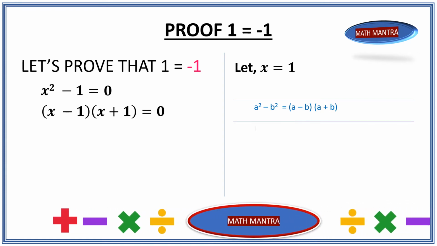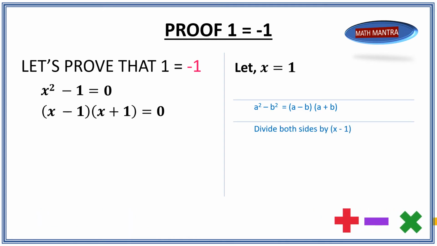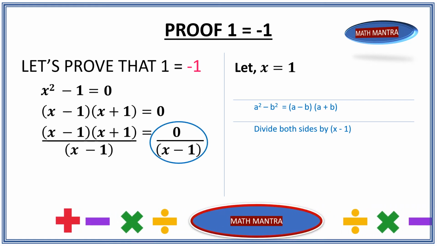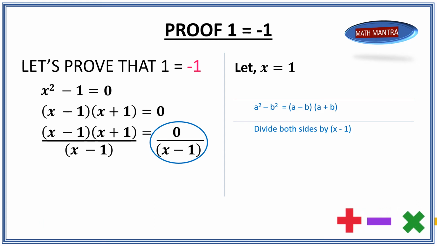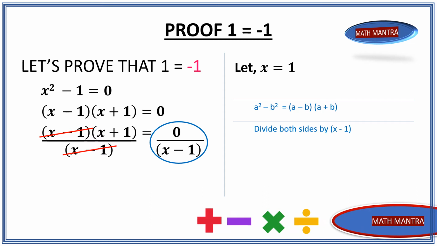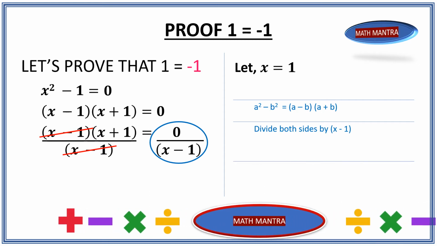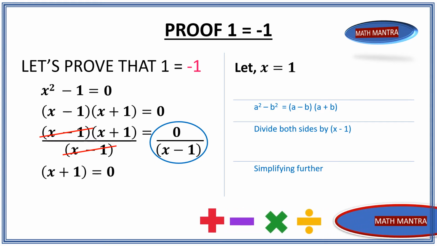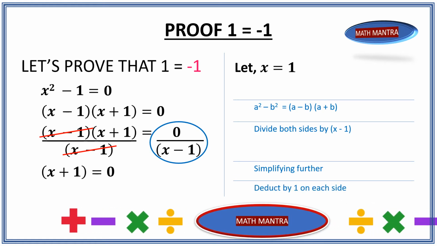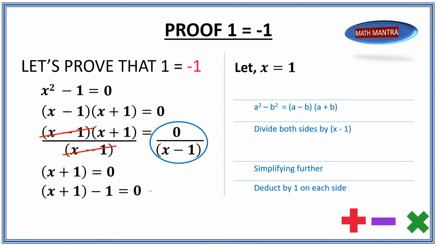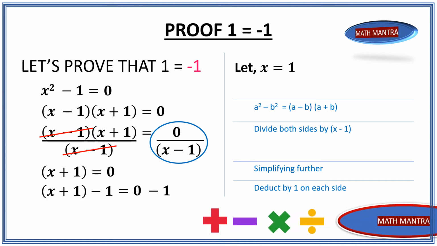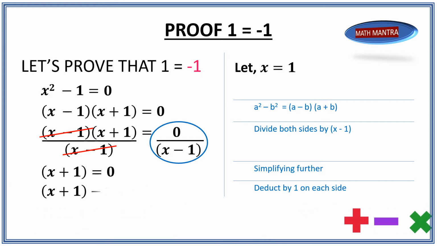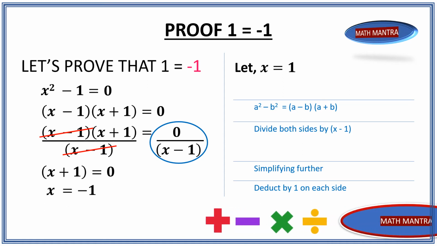So let's divide both sides by x minus 1. Once we divide both sides by x minus 1, on the right side of the equation, anything divided into 0 is 0, so that will simply remain 0. On the left side, however, x minus 1 will cross out and x plus 1 will remain. So simplifying further, x plus 1 is equal to 0, right? Now deduct 1 on each side, which gives us x plus 1 minus 1 equals 0 minus 1. Simplifying the left side and the right side, x plus 1 minus 1 essentially turns into x, equals 0 minus 1, which turns into negative 1. So x equals minus 1.